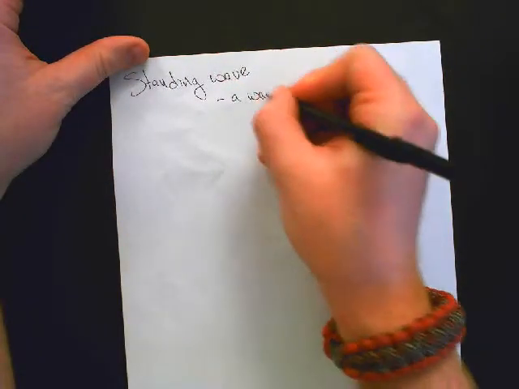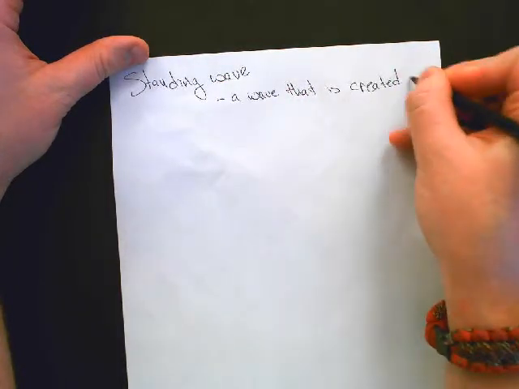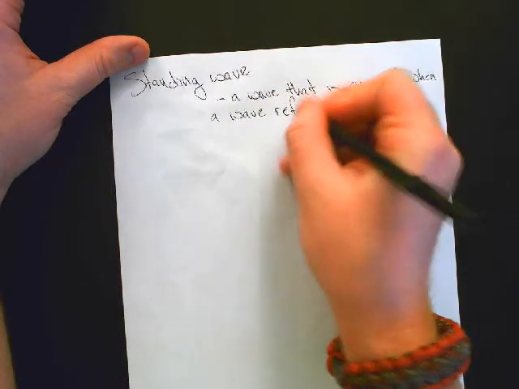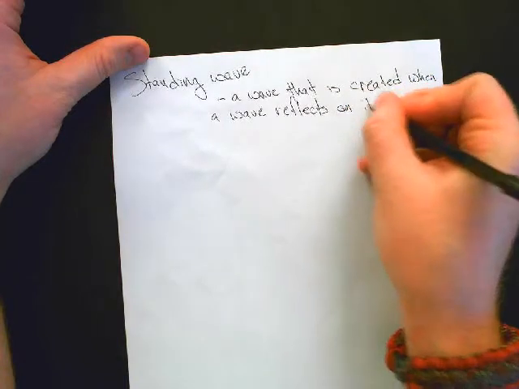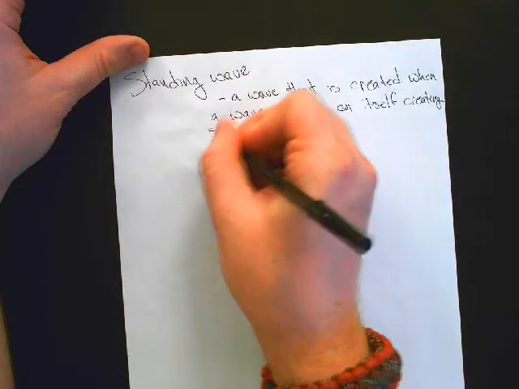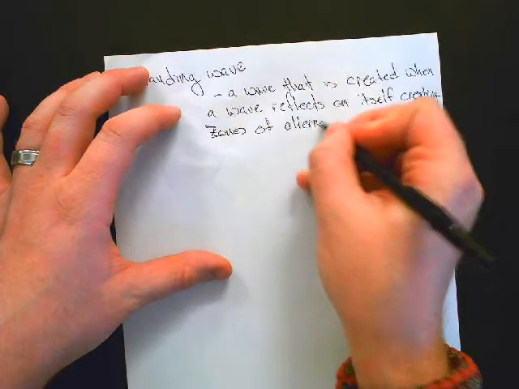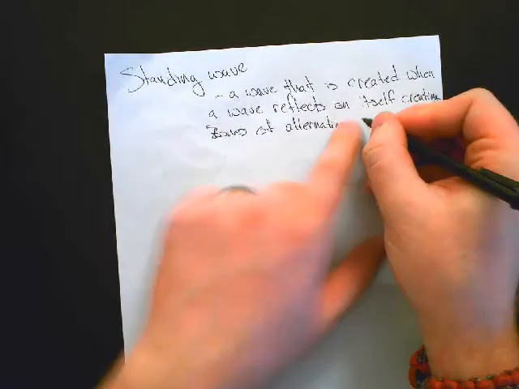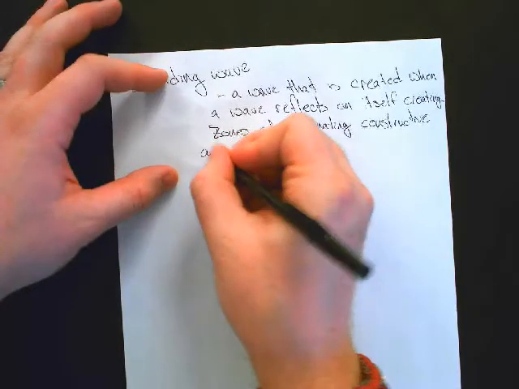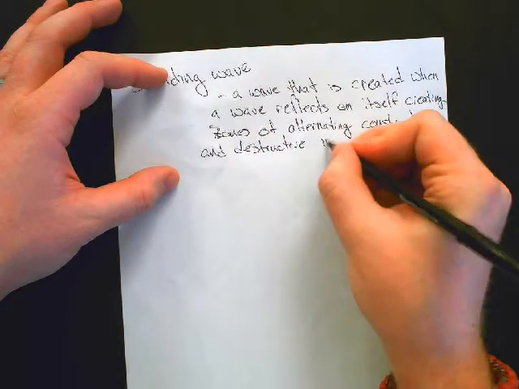A wave that is created when a wave reflects on itself, creating zones of alternating constructive and destructive interference. Yes.